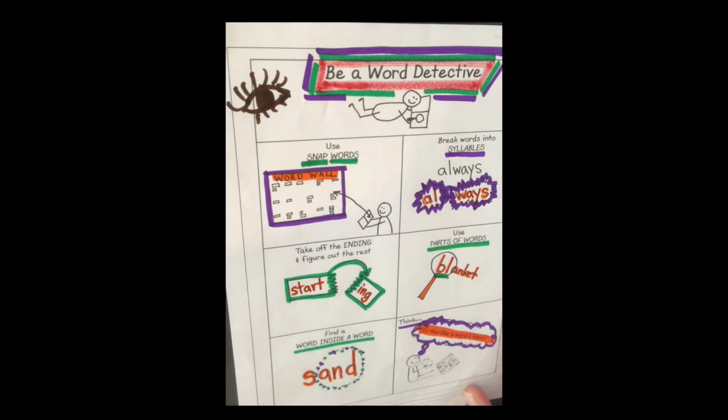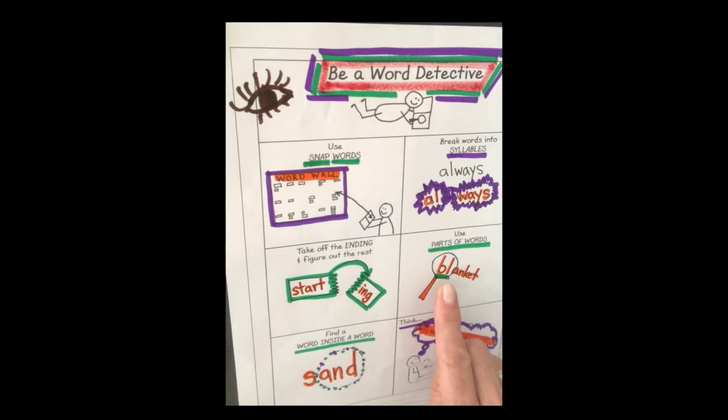Another strategy we have is to look at the parts of the words, the beginning of the words. Sometimes we have blends like bl, cl, gl, fr. So when we put those two sounds together, it helps us to get started on that word. And then we can say that sound as one part. Bl, an, ket, blanket.